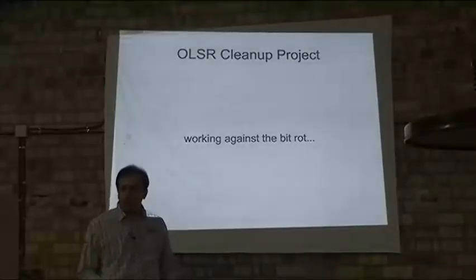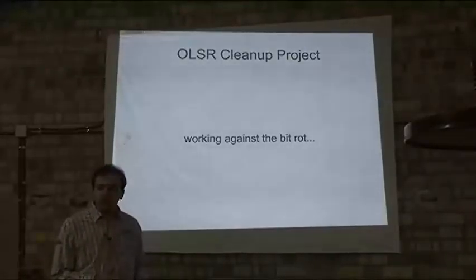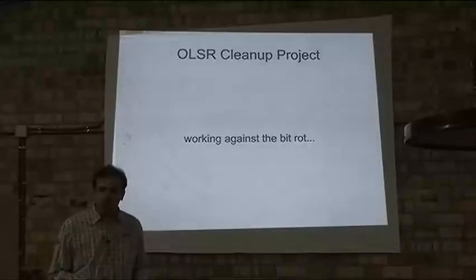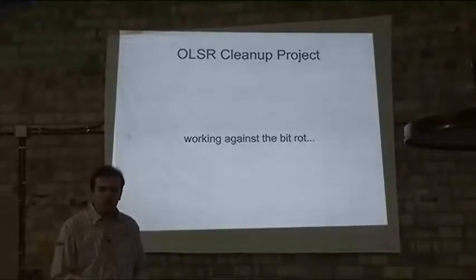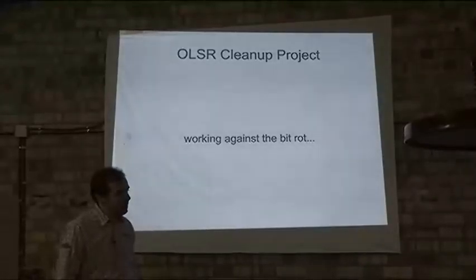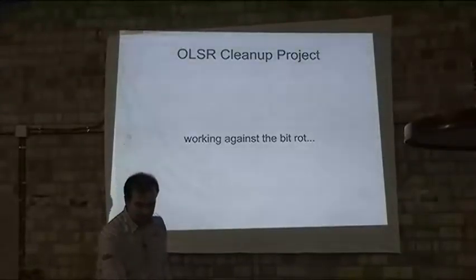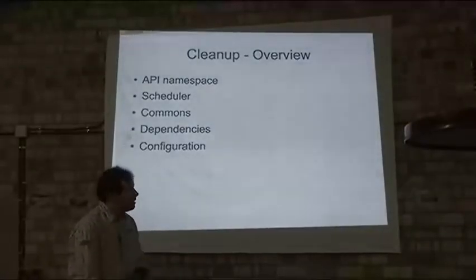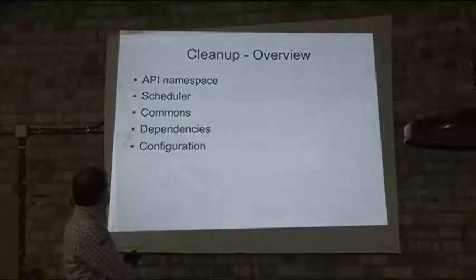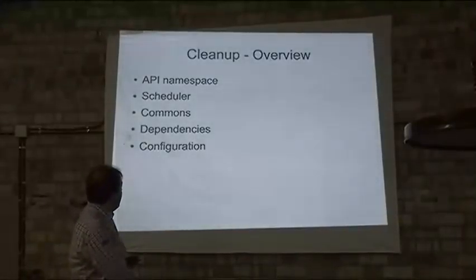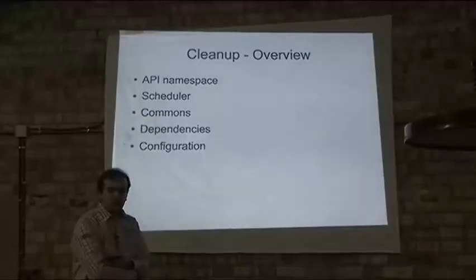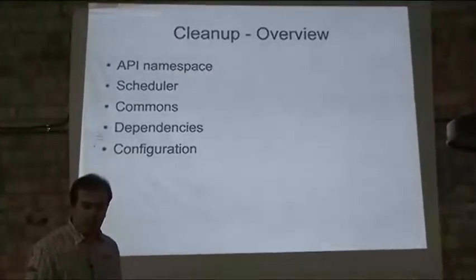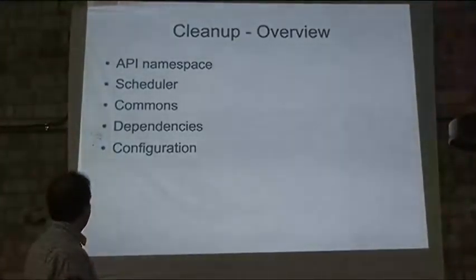You know, when you have a code base, it doesn't matter how good it was a few years ago. When you start patching it, improving it, after some time it gets a total mess. And then when it gets too bad, you have to work on it and clean it up again. So I've divided this in a few areas. One is API namespace. We have a lot of strange functions in OLSR.org, and nobody knows why they are called as they are called.